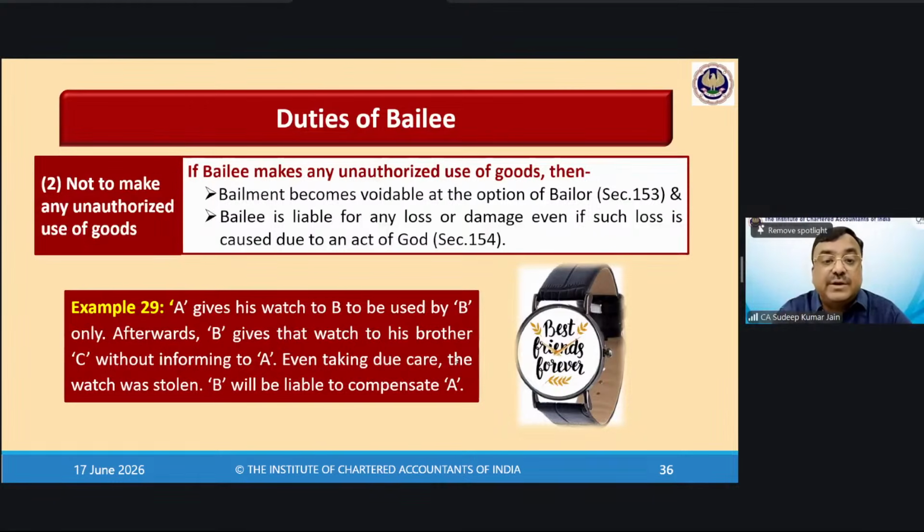See example number 29. A gives his watch to B to be used by B only. Afterward, B gives that watch to his brother C without informing A. Even taking due care, the watch was stolen. Now B is liable to compensate A. A ने watch दी B को कि भैया आप ही को यूज करनी है, लेकिन B ने अपने भाई C को दे दी और जिसकी इंफॉर्मेशन A को नहीं थी. प्रॉपर केयर करने के बाद भी घड़ी चोरी हो गई. Now B will be liable for compensation to A.